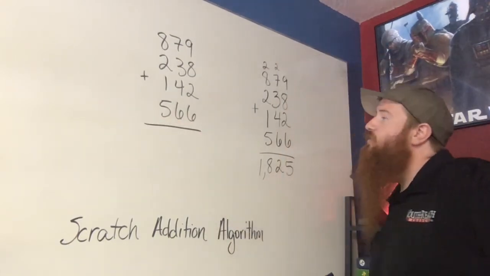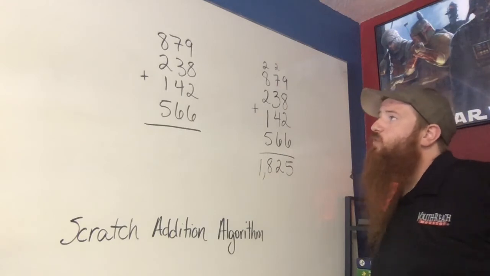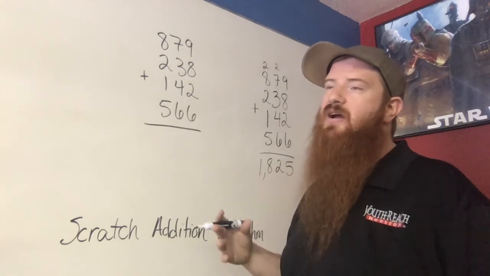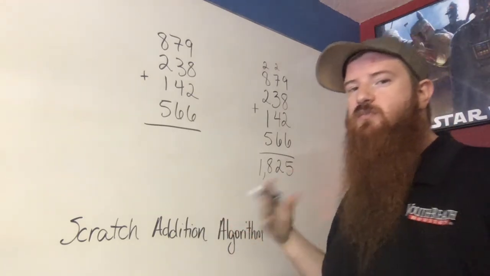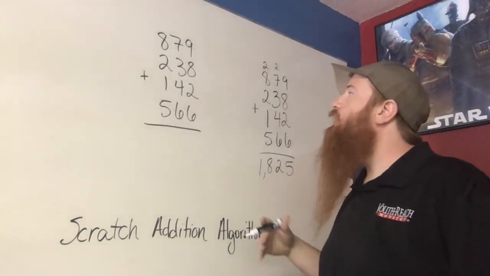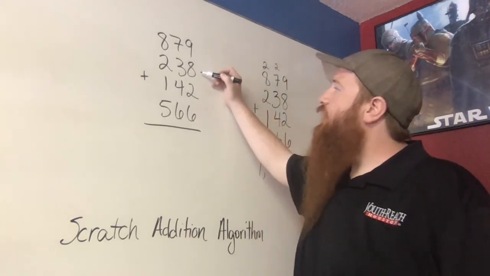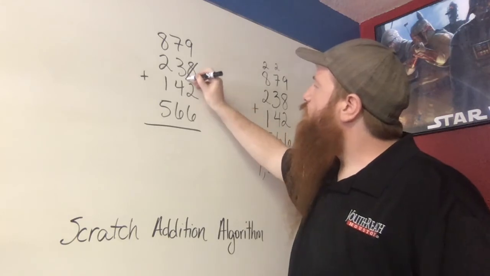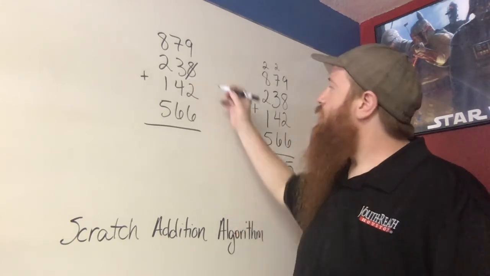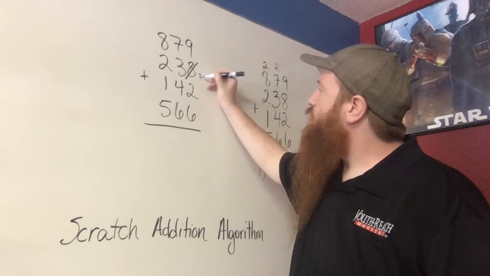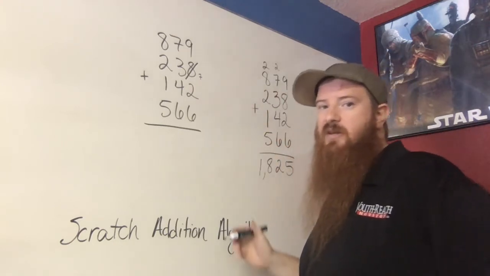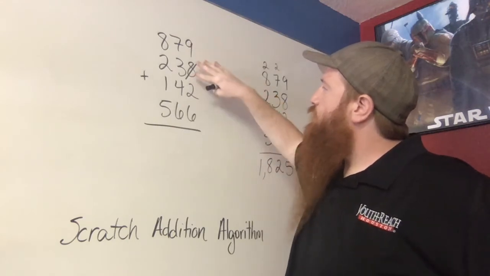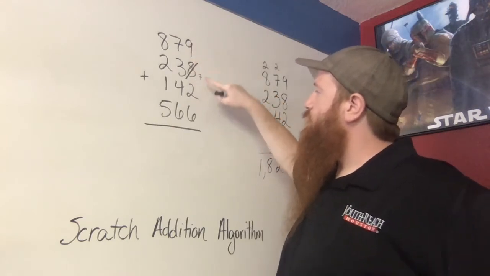And so the scratch algorithm is basically when you start adding numbers, when you get to a number that's 10 or higher, you're going to just mark a little scratch through the number. So in this case, we have 9 plus 8 gives us 17. So we're just going to put a little scratch right there through that number, and then we're going to write our 7 over here off to the side. Okay. Then now we're not going to focus on these numbers anymore, and we're just moving down the column.